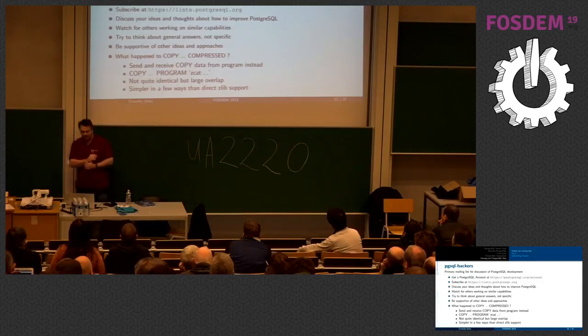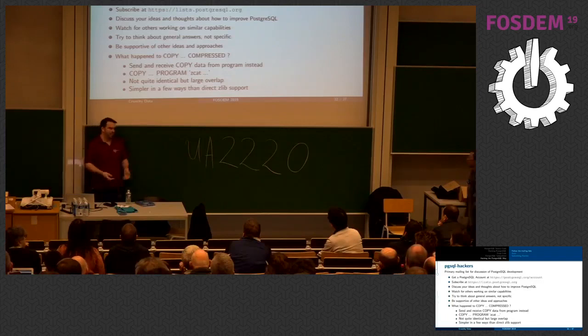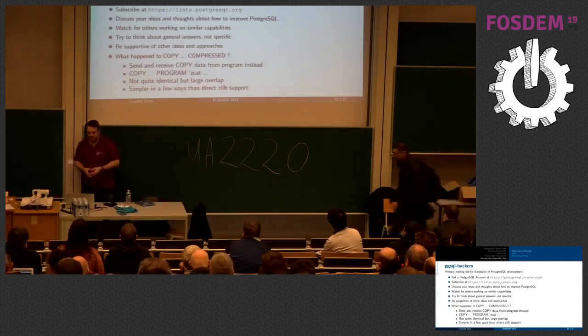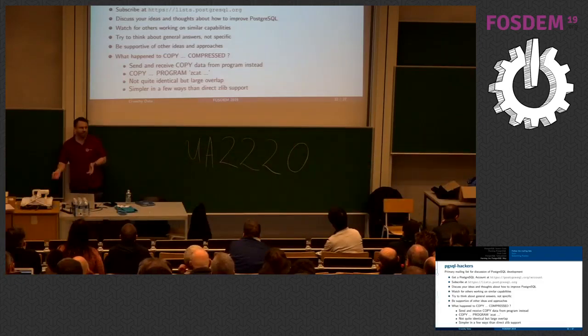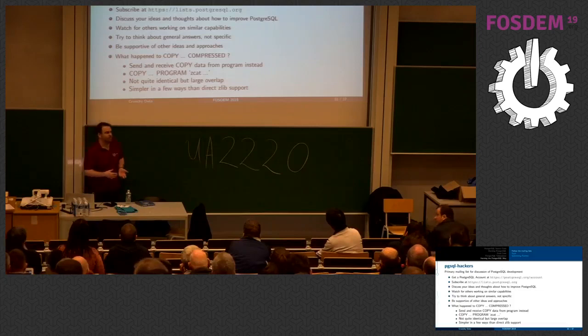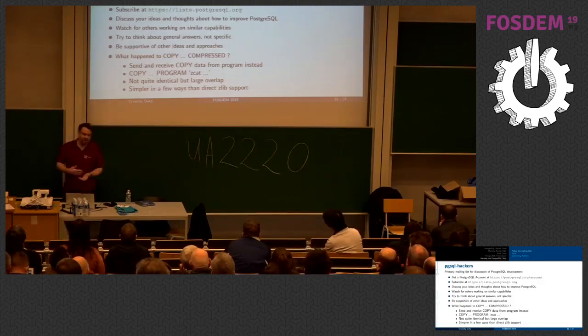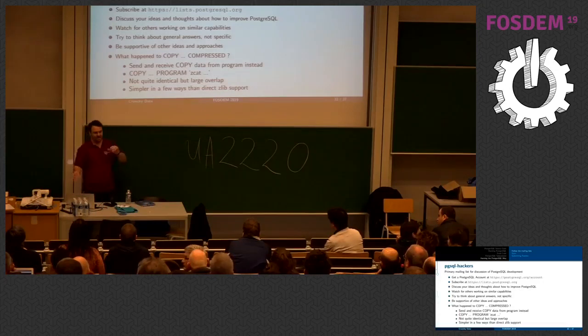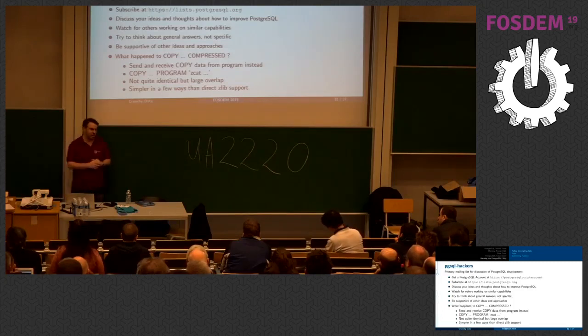So what happened with this copy compressed feature? Well, somebody wrote a feature called COPY PROGRAM, which will actually send and receive data from a program, and that program could happen to be gzip, right? Or gunzip, or maybe bzip2, if you wanted to do that. So it's not quite identical, but there ends up being a lot of overlap between what COPY could do, what copy compress could do, and what COPY PROGRAM could do. So in the end, we went with COPY PROGRAM because it was more generalized and allowed you more flexibility in what you wanted to do. It also meant that we didn't have to have direct zlib calls like gzread and gzwrite go into the system, and it was nice to be able to avoid that.